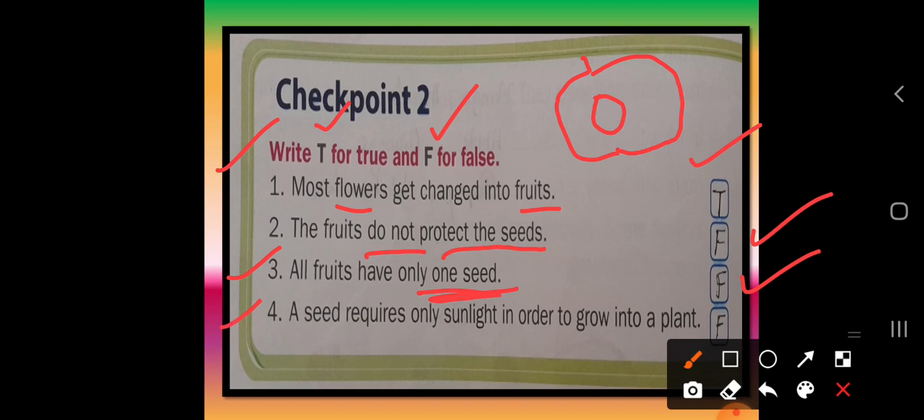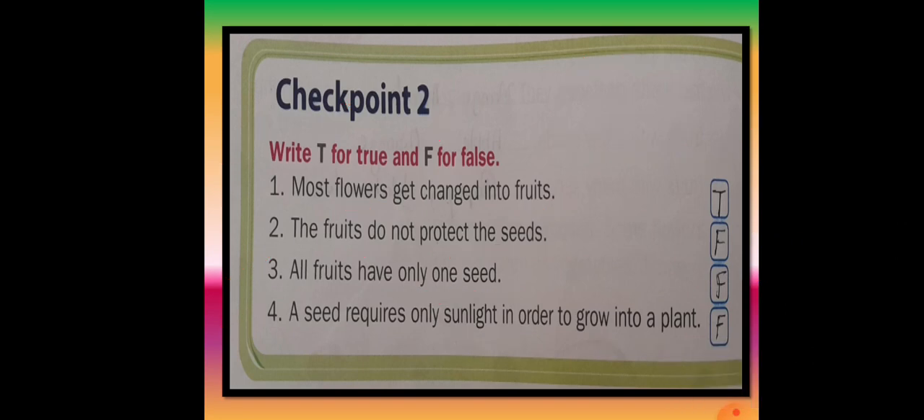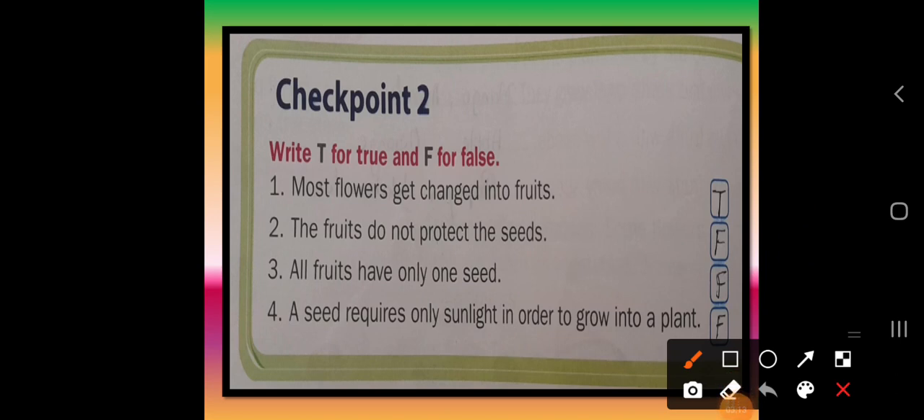Now the next question is: a seed requires only sunlight in order to grow into a plant. Just recall the germination concept. What did we learn there? We learned that for the germination process we need air and water. So this statement is again false. We don't require only sunlight, but we want water, air, and as well as good weather. So this is the germination process, and this sentence is false.